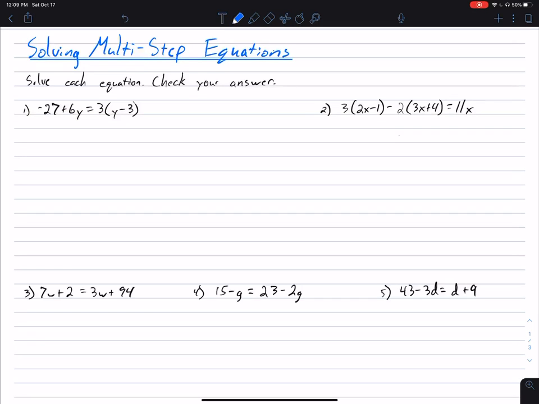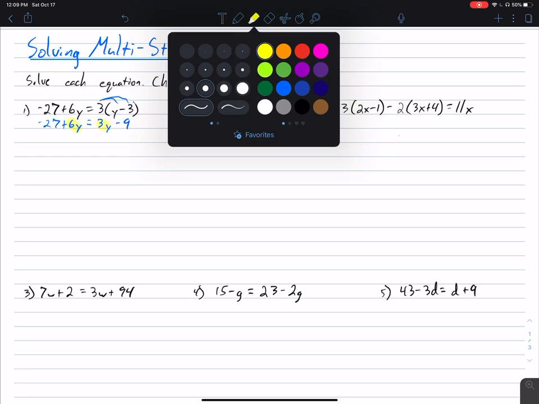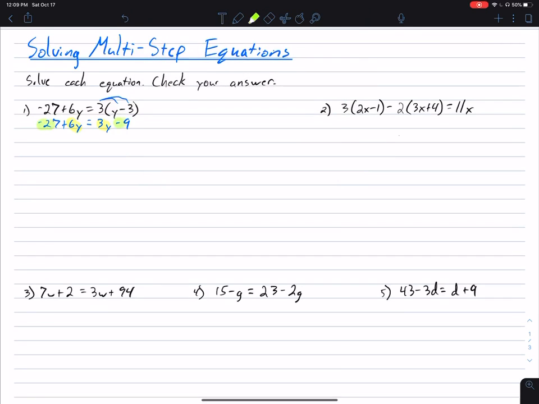So I'm going to start. There's nothing I can do on this left side just yet. They're unlike terms, but what I can do here is clean up these parentheses, so I can get 3y minus 9 by distributing that 3 in. Now I don't have any parentheses to worry about, and my goal now will be to get these two on the same side, and then the negative 27 and the negative 9 on the same side.